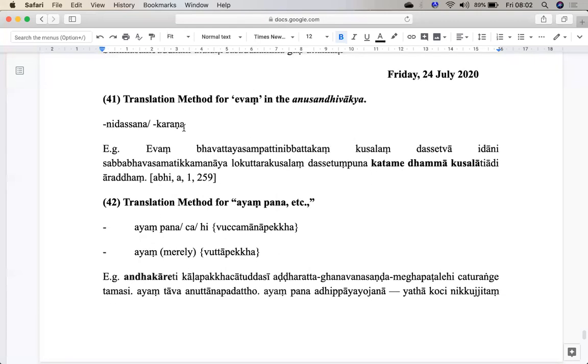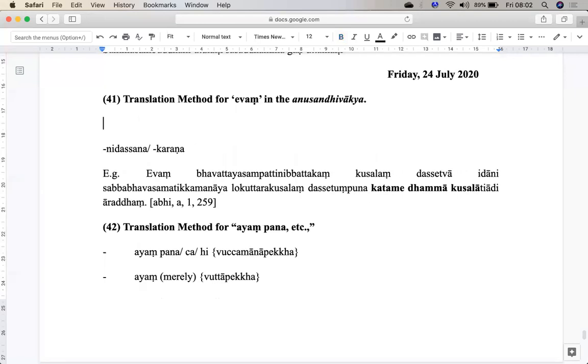So evaṃ. We know the meaning; we translate it generally as "thus" or "in this way." Generally the meaning of evaṃ is thus, or in this way. But in the Anusandhi vākya, anusandhi means connection, so anusandhi vākya means the sentence that shows the connections.